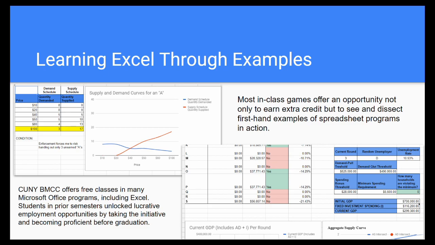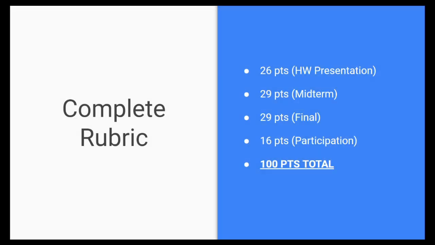opportunity in the future. So finally, the complete rubric: 26 points for the homework presentation, 29 points for the midterm, 29 points for the final, and 16 points for the participation component. Means 100 points total earnable in the class.